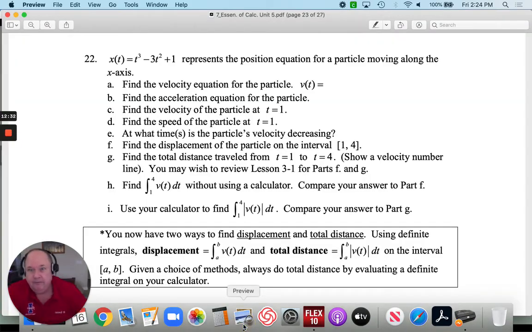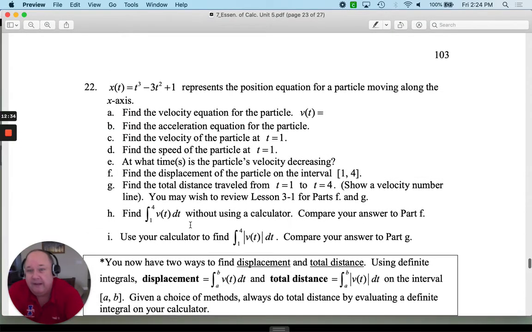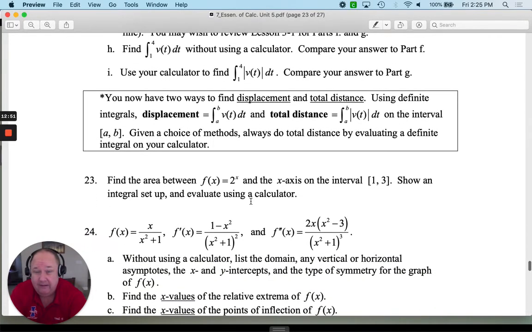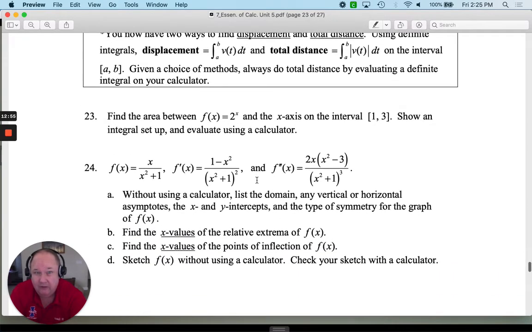Almost there. So it says that there. Now you have two ways to find displacement and total distance. Using definite integrals, displacement is just velocity with your bounds. Total distance is using the absolute value of that. So given a choice, always do total distance evaluating using a definite integral on your calculator to make it more efficient. Here's another calculator question.